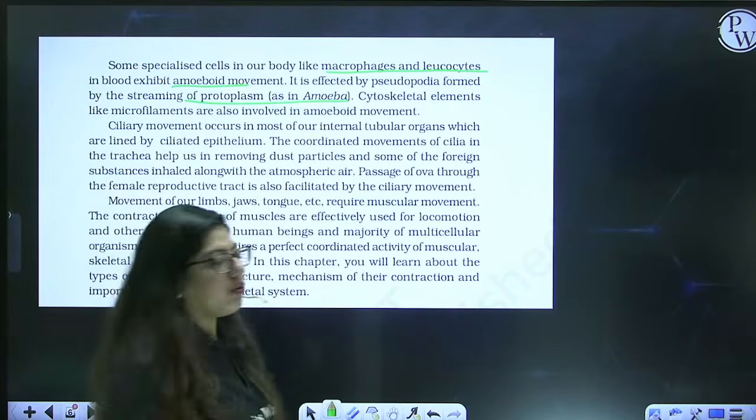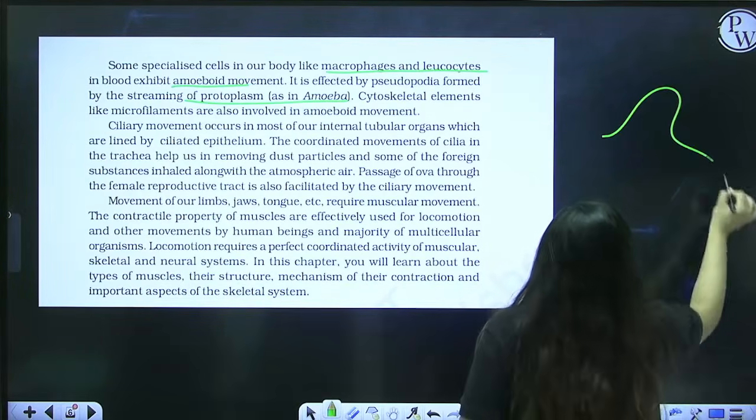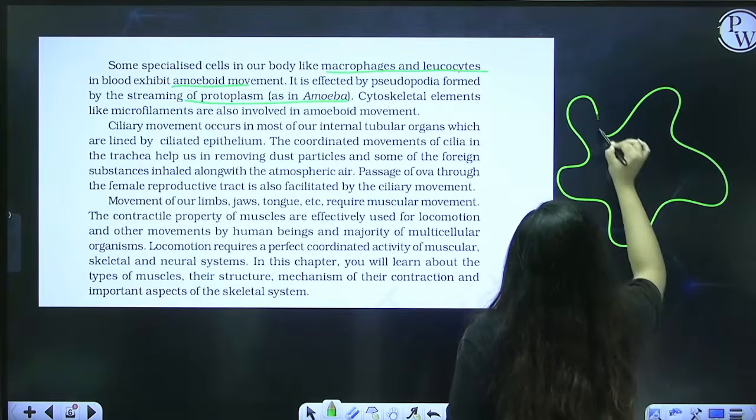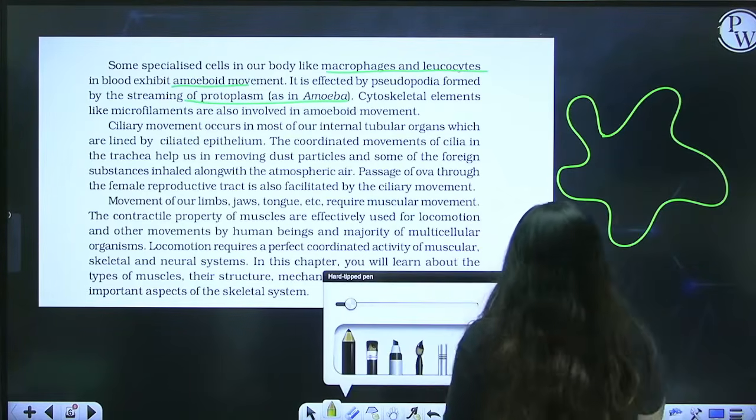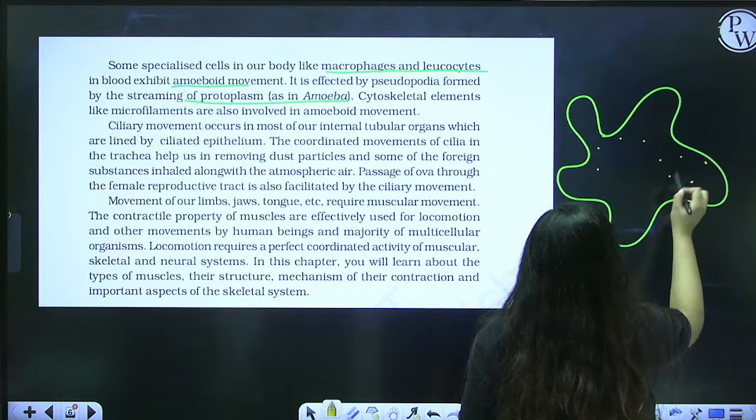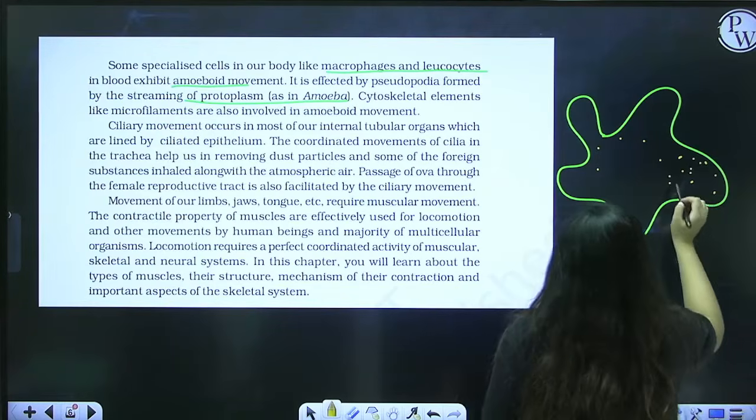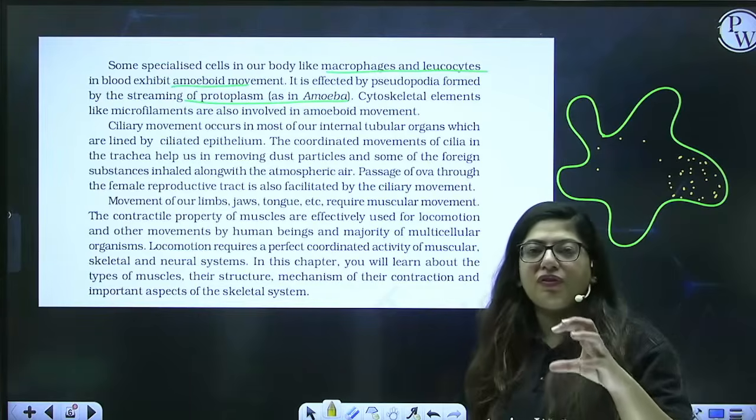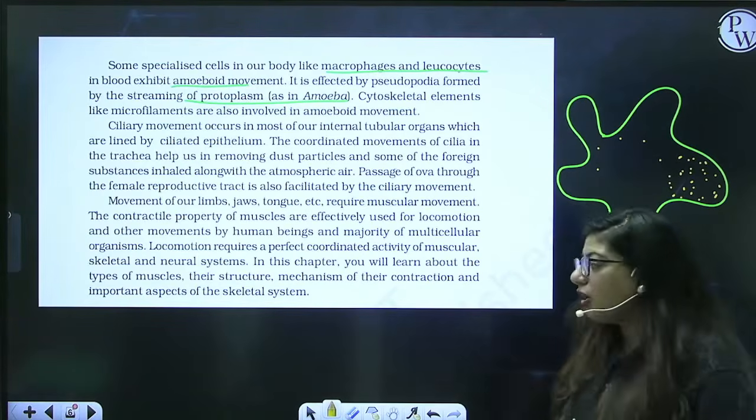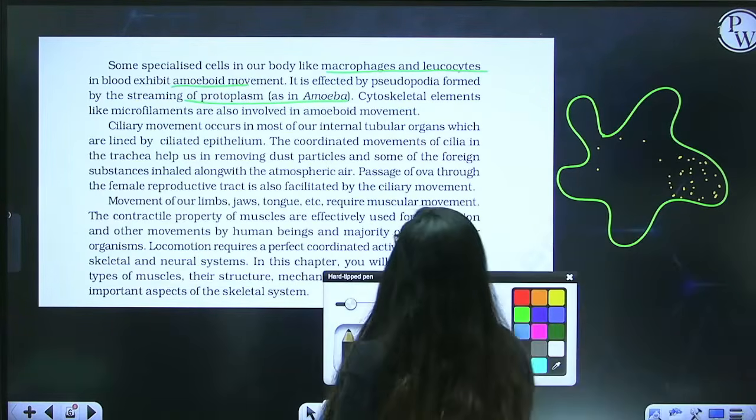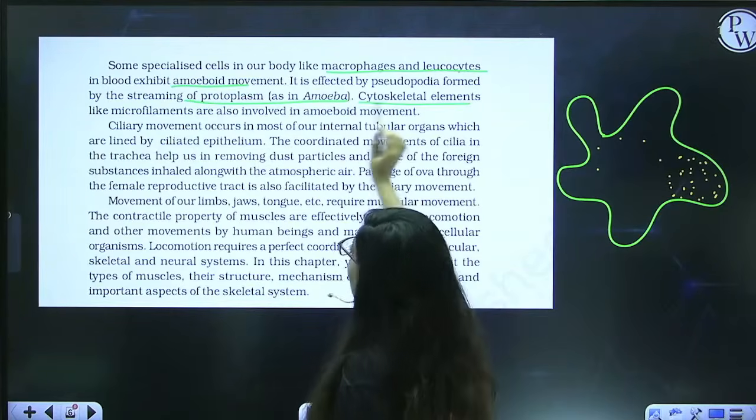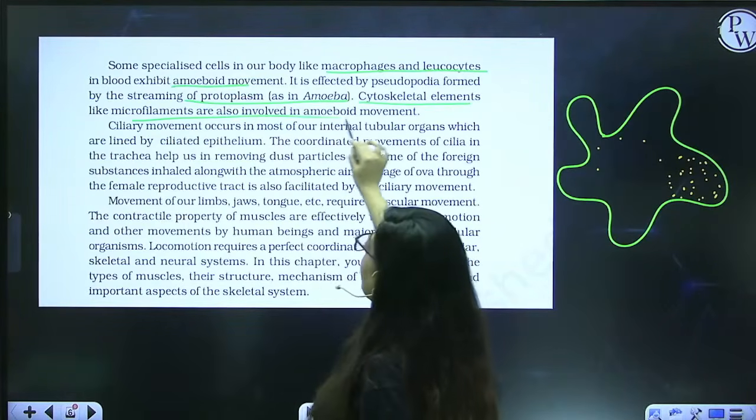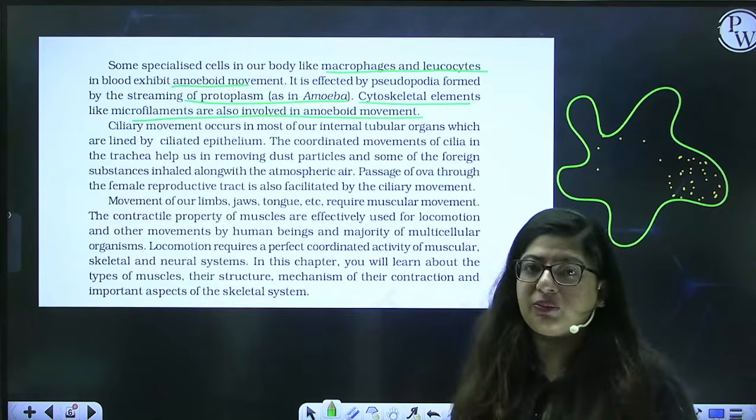How does amoeba move? Amoeba has cytoplasm in it. When it moves, it moves its cytoplasm in a certain direction. For example, if it moves its cytoplasm in this area, there will be the formation of a false foot known as pseudopodia. So yes, movement of cytoplasm is very important. Also, the cytoskeleton, like microfilaments, is involved in amoeboid movement.